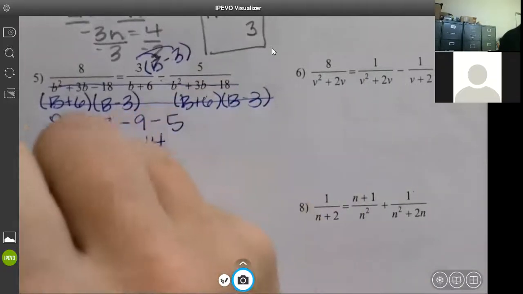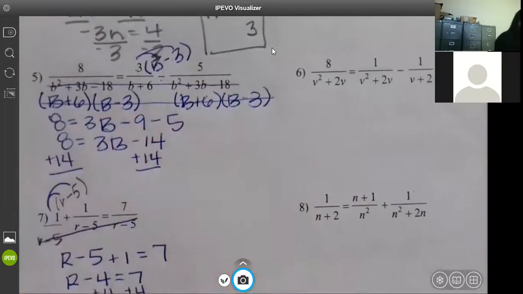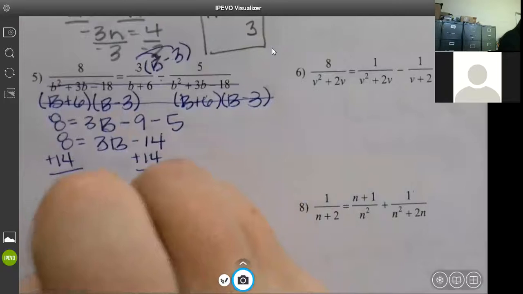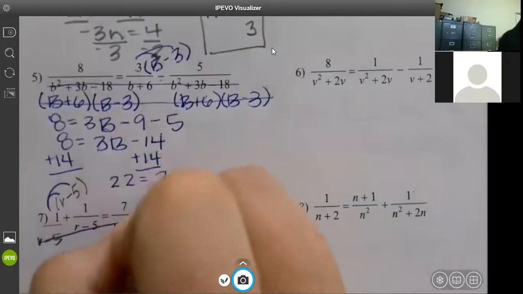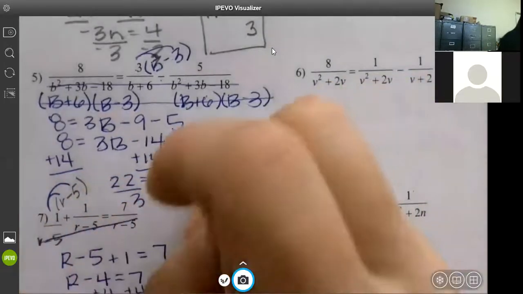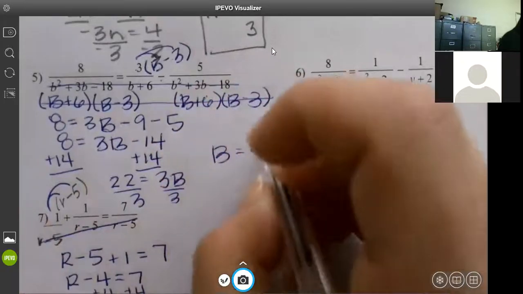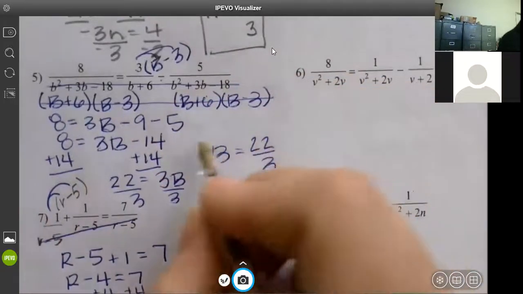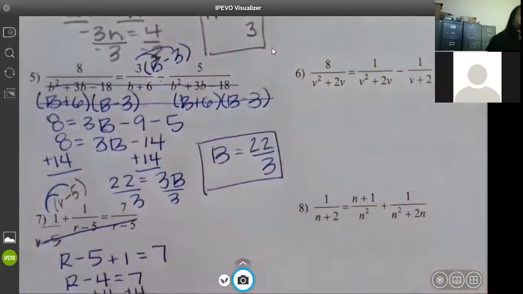We're going to add 14 to both sides. We get 22 equals 3b. We're going to divide by 3. And we just get 22 over 3. If you want to give me the decimal, that's fine as well, but they're going to probably keep it as a fraction. If we try to plug that back in, we're not going to get 0, so we're good to go.